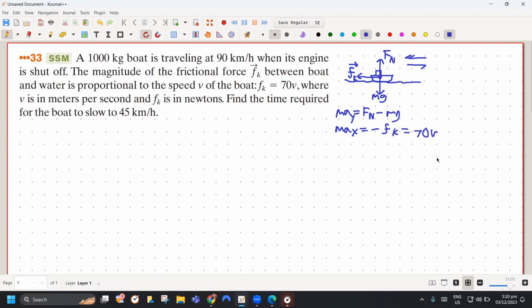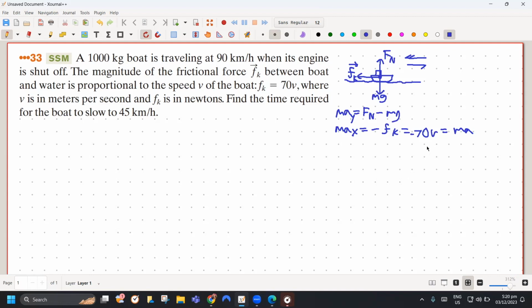Sige. So, hindi natin kailangan yung MAY equals FN minus MG kasi zero lang yung AY. Tapos, we don't need the normal force here, di ba? So, MA is equal to negative 70V. Hindi pwedeng positive 70V yan kasi kailangan nagsa-slow down siya as you move to the right. So, yung FK is magnitude. Okay, so MA is equal to negative 70V.